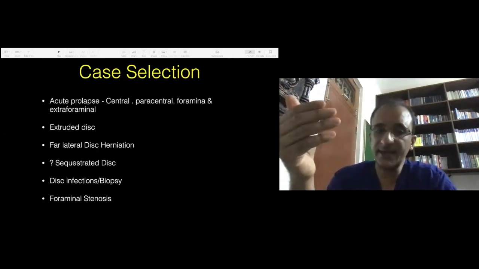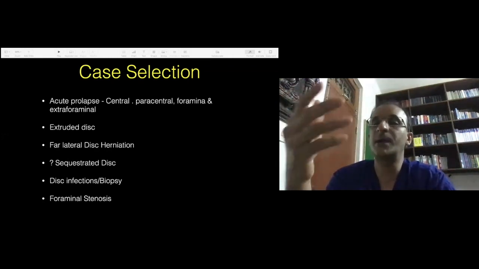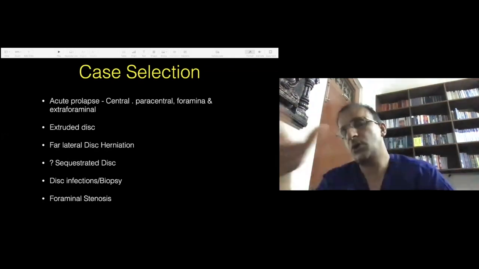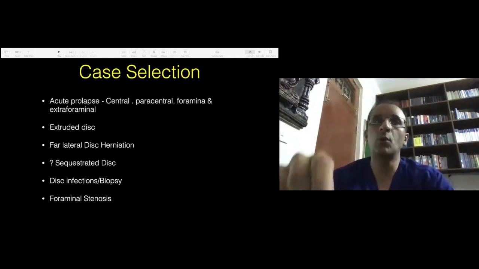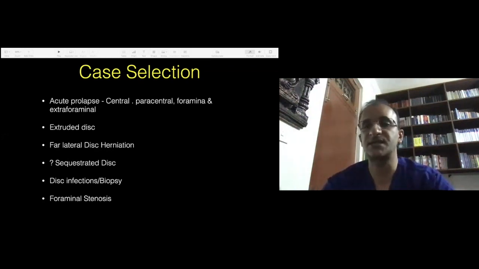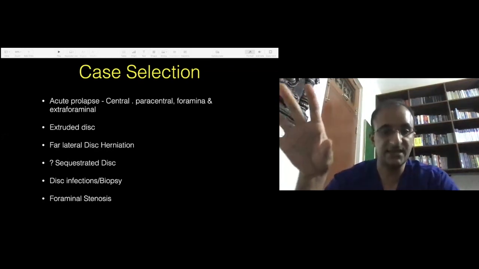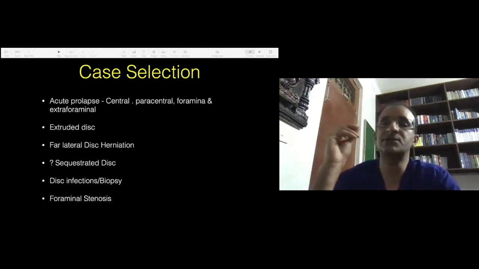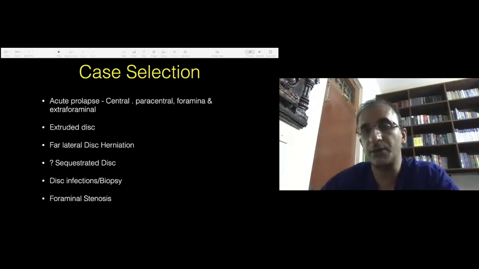I also undertake disc infection debridement. In our country, we have a lot of pot spine. If the patient does not have compression, I would enter that area through a transforaminal approach, wash, take a good biopsy, send it for culture, send it for GeneXpert, etc. And then a few cases of foraminal stenosis, I would manage through a transforaminal.